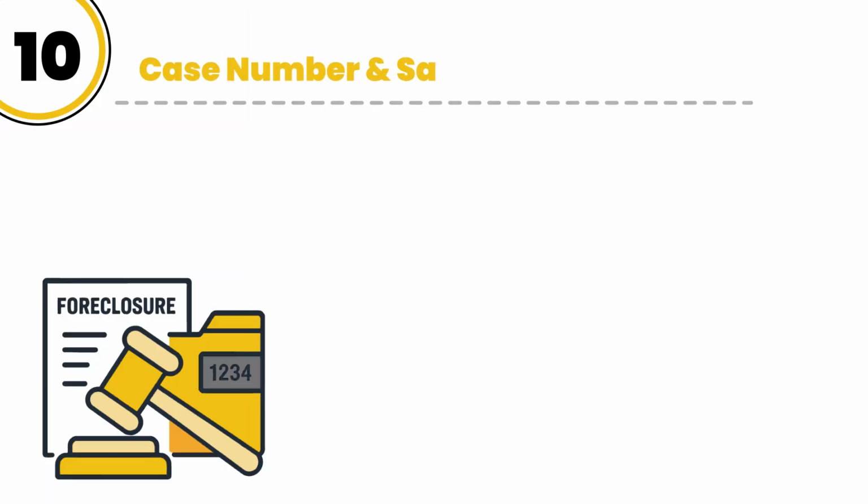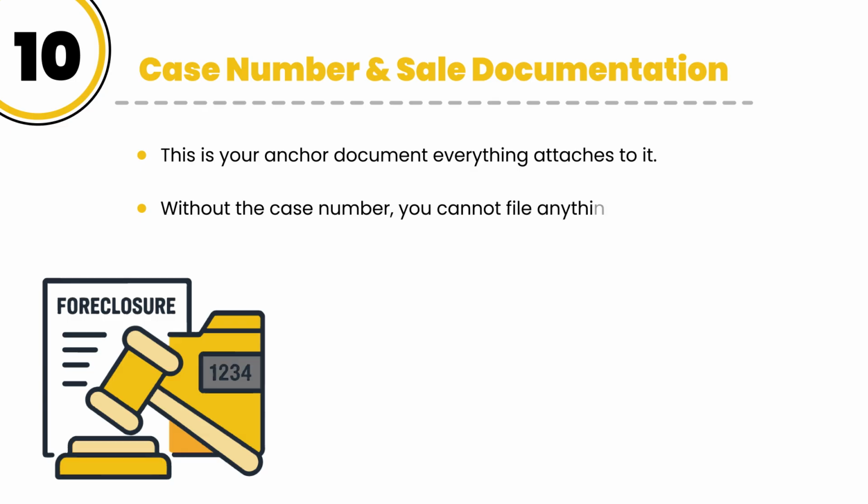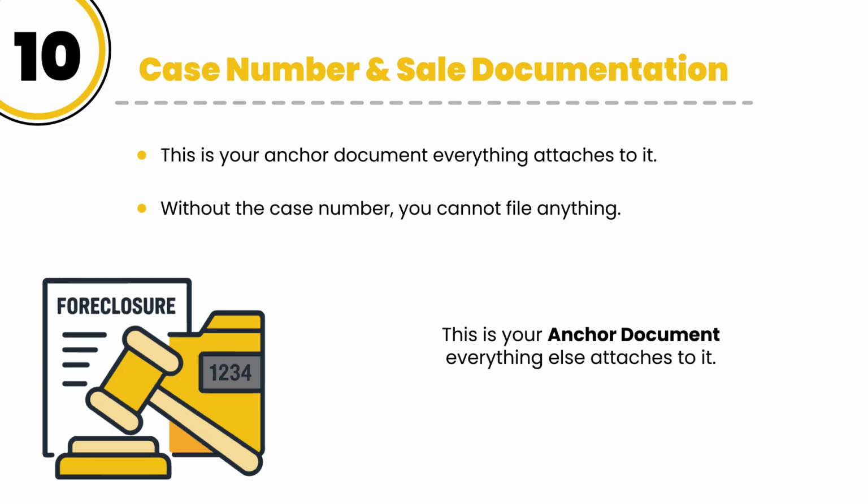10. Case number and sale documentation. You need the specific case number, the sale date, and the sale amount from the foreclosure or tax deed sale. You pull this from the county clerk's online docket or records portal. Without the case number, you cannot file anything. This is your anchor document to which everything else is attached.